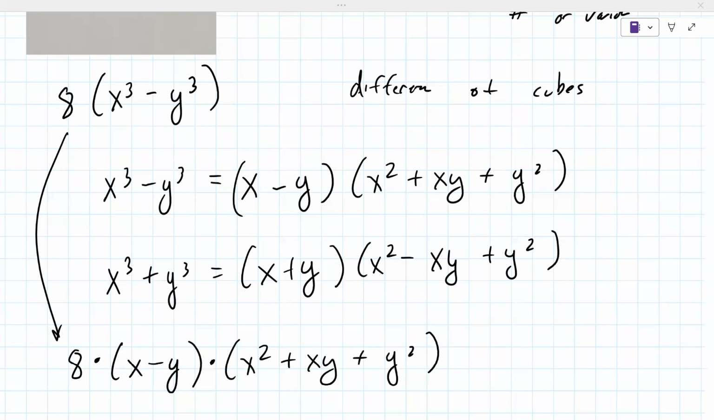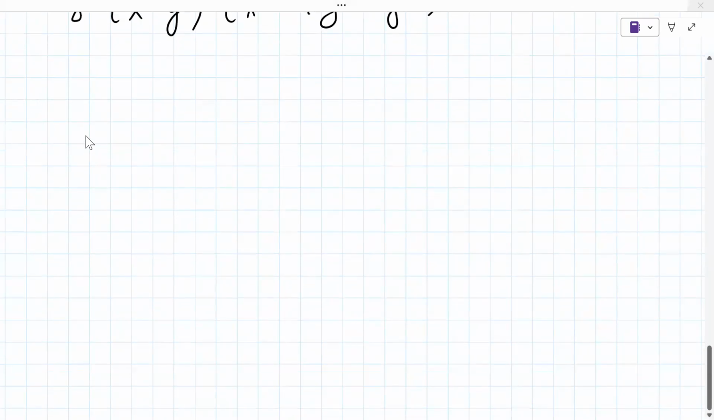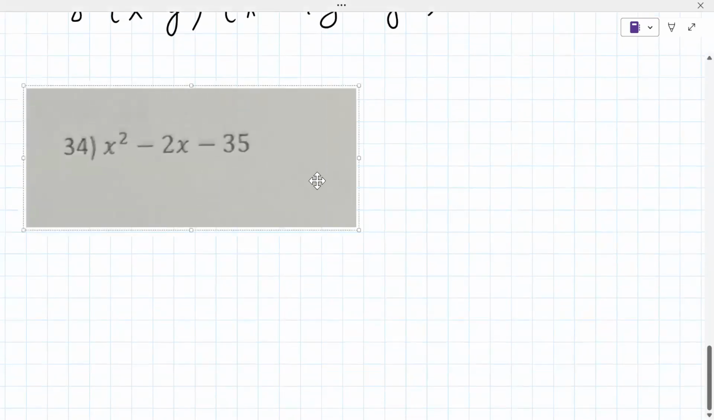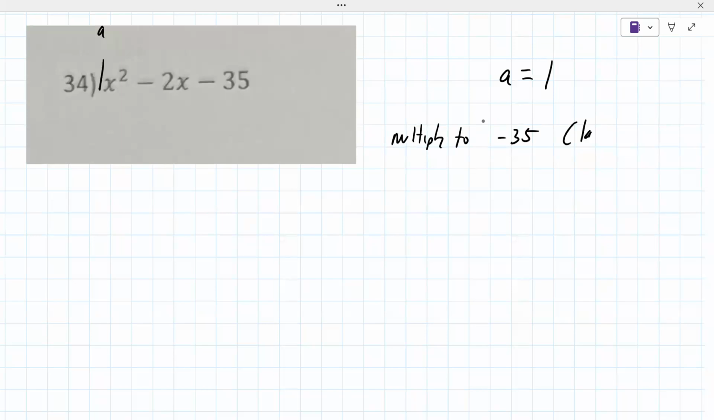Let's do 34 next. We will get to 32. They're just an order for doing these in. This is most students' favorite, easiest type of factoring. Call it a equals 1 type factoring. That a is referring to the coefficient right there in front of the x squared. And so here you're looking for two numbers that multiply to minus 35, that's the last, but add to minus 2, that's the middle.